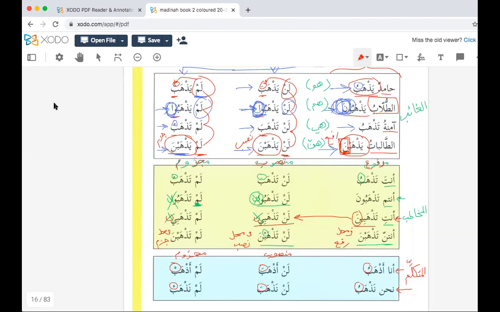أنا أذهب إلى. Okay, it's not أذهب with a zai. It's a dhal which comes after dal.